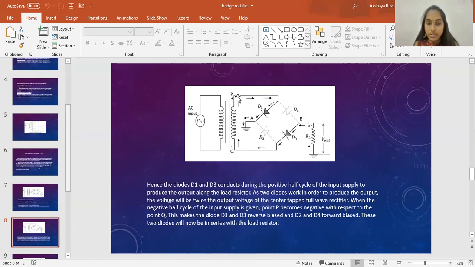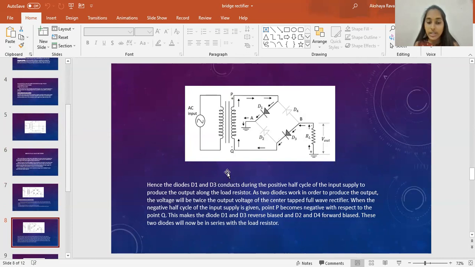As P is positive, current flows in the direction from point P to diode D1. So current flows in this direction, and as D1 is forward biased, it conducts. In this diagram we can see that D2 and D4 are not conducting because they are reverse biased, as we applied positive to P and negative to Q terminals of the transformer. And the D3 diode is connected to the load resistor. So here we can get the output.